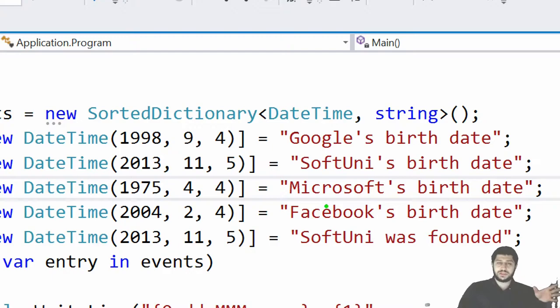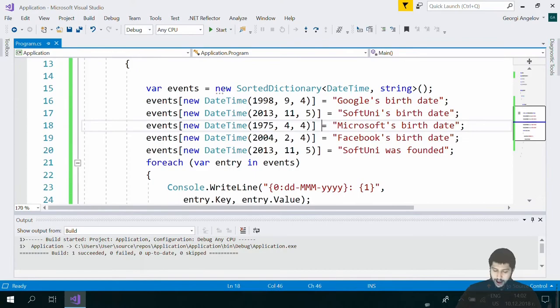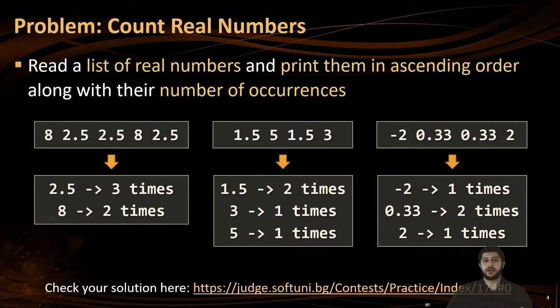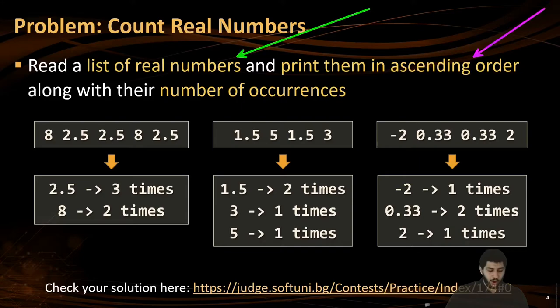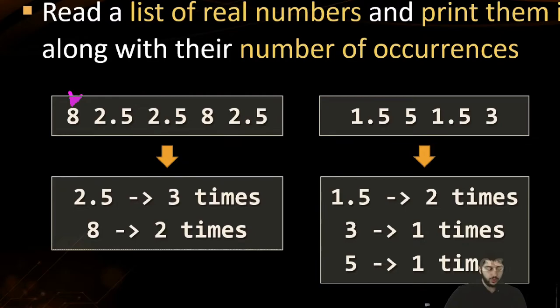Okay, now let us actually solve a problem that is going to help us in later working with sorted dictionaries. This problem is called count real numbers. We need to read a list of real numbers and print them in ascending order along with their number of occurrences. Okay, so as you can see here, we have the order in which we are given the numbers, the sequence. We have 8, 2.5, 2.5, 8, 2.5. We need to print them in ascending order.